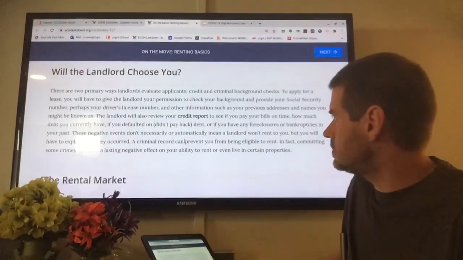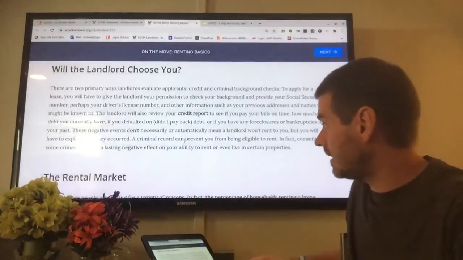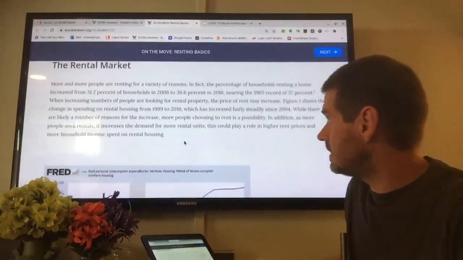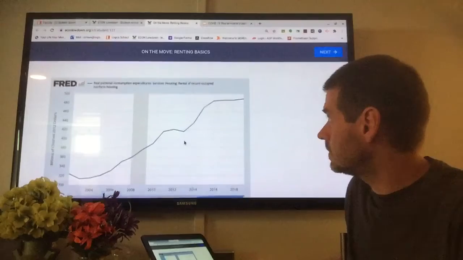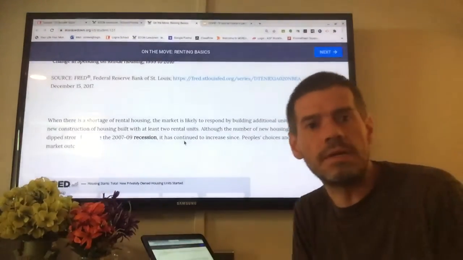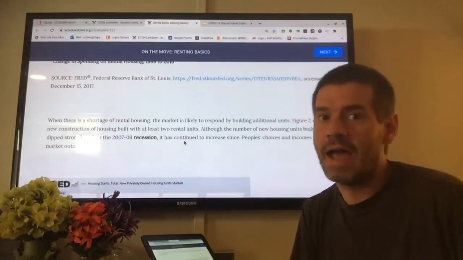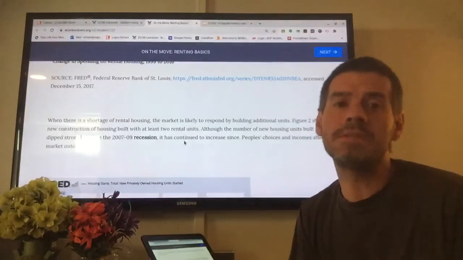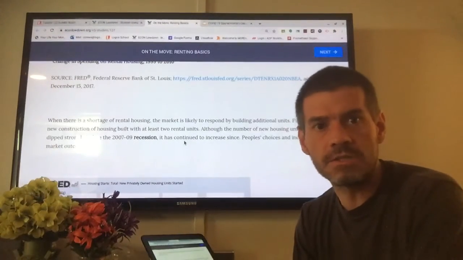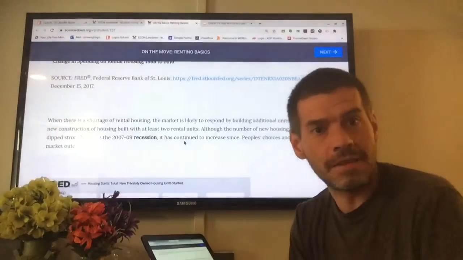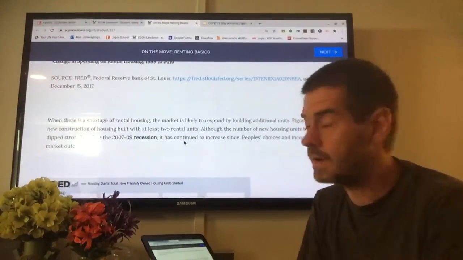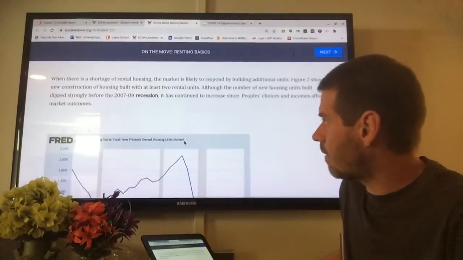Will the landlord choose you, right? They talk about credit reports, right? Again, being an adult. Let's see, they're talking about the rental market. Yeah, and that's the other thing you got to think about, right? We talked about this in the Zoom meeting last week. The economy is in an uncertain place right now. The economy is in a recession right now. And how long that recession is going to last is uncertain. And so that's definitely going to affect the job market. How's it going to affect the housing market? How's it going to affect the rental market? You got to think about these things, right? Maybe not right now, but soon.